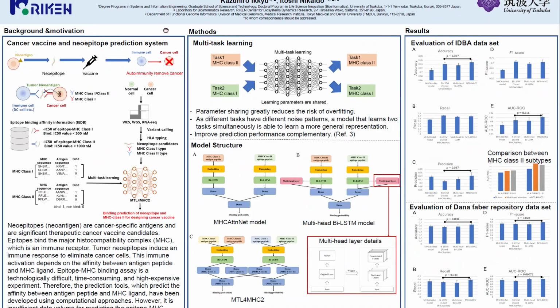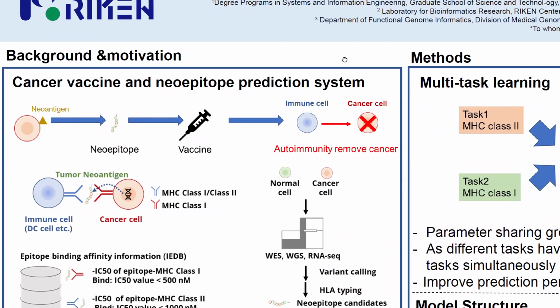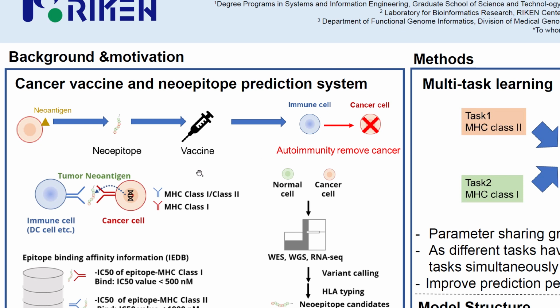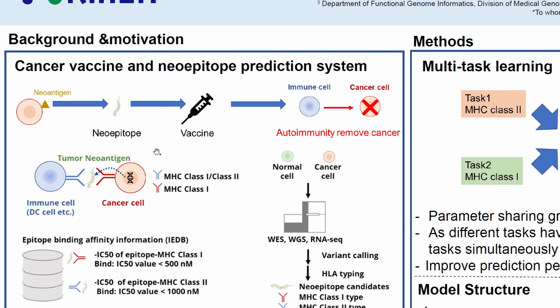Cancer vaccine is one of the promising cancer treatments. Particularly, it is known that cancer vaccine is effective for refractory cancer. Cancer vaccine is designed from cancer-specific antigen, which is called neoantigen. Neoepitope is neoantigen which induces immune response.